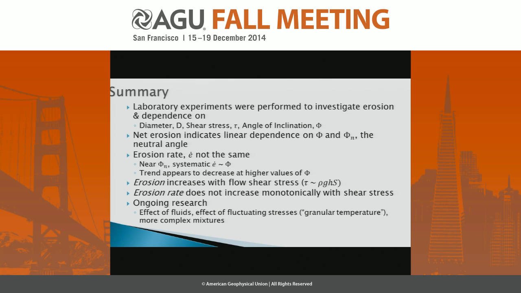When we're close to the neutral angle, we see a monotonic increase of the erosion rate as the angle of inclination is increasing. However, when we get to higher angles of inclination, this trend begins to decrease. The total erosion increases with our increasing flow shear stress. However, our erosion rate does not have such a simple monotonic increase with the shear stress.